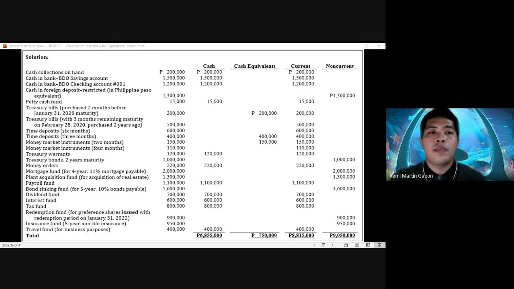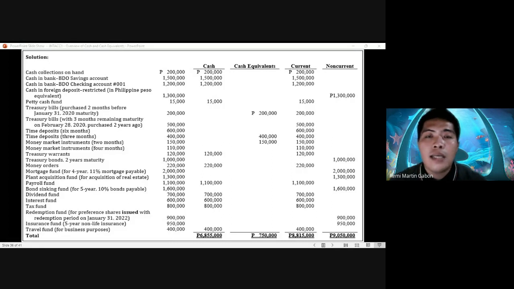Take note. The same analysis with money market instruments. Money market instruments are examples of commercial papers. So money market instruments, may 2 months, may 4 months. So ganun din. Si 2 months, automatic cash equivalent, automatic current asset. Pero si money market instrument na 4 months, the same doon sa time deposit na 6 months, walang information na binigay na for short-term cash commitment siya.